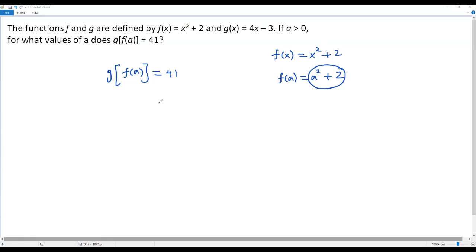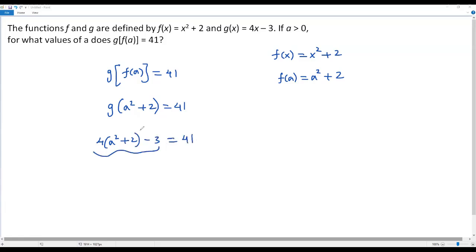Now I can plug in a squared plus 2 for f of a, and I get g of a squared plus 2 equals 41. Already we know that g of x equals 4x minus 3. To get g of a squared plus 2, I plug in a squared plus 2 for x. Then I get 4 times a squared plus 2, minus 3, equals 41.